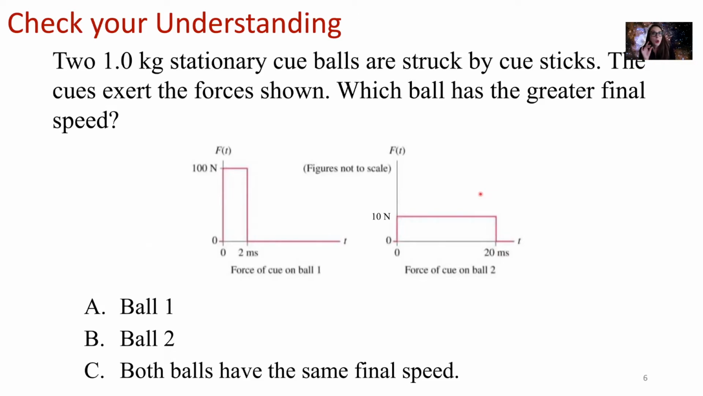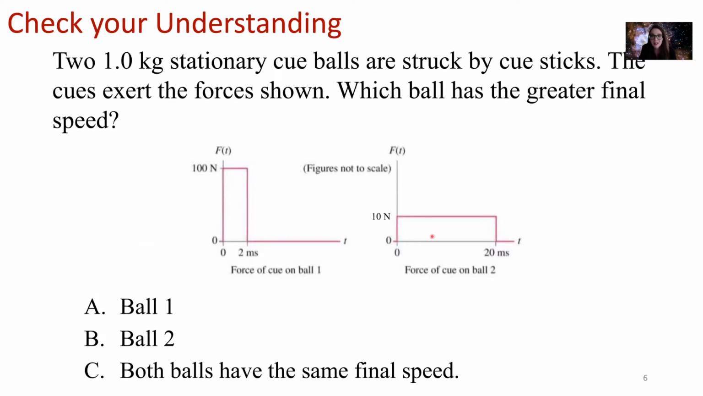We have two 1 kilogram stationary cue balls, and they're struck by a cue stick. I'm thinking about pool, billiards. This ball right here is struck by a cue stick, and the duration of that impact is 2 milliseconds. That's what this little m here means. Milli is 10 to the minus 3. 2 times 10 to the minus 3 seconds is the duration of that impact. This is our force applied. So the impulse is equal to the area underneath this force versus time graph.